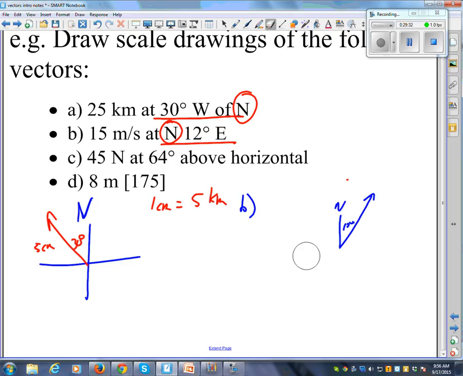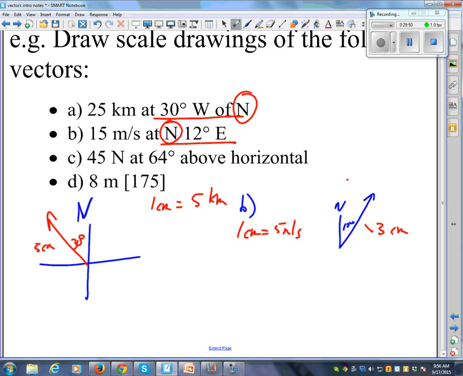I'm going to say 1 centimeter equals 5 meters per second, and this is going to be how long? 3 centimeters long. Okay, are we good? It's still going to take some practice.